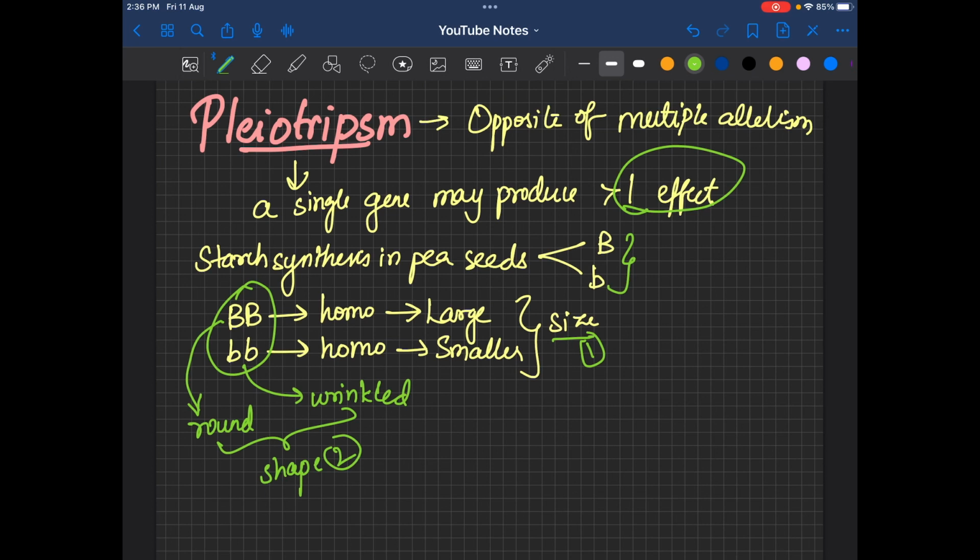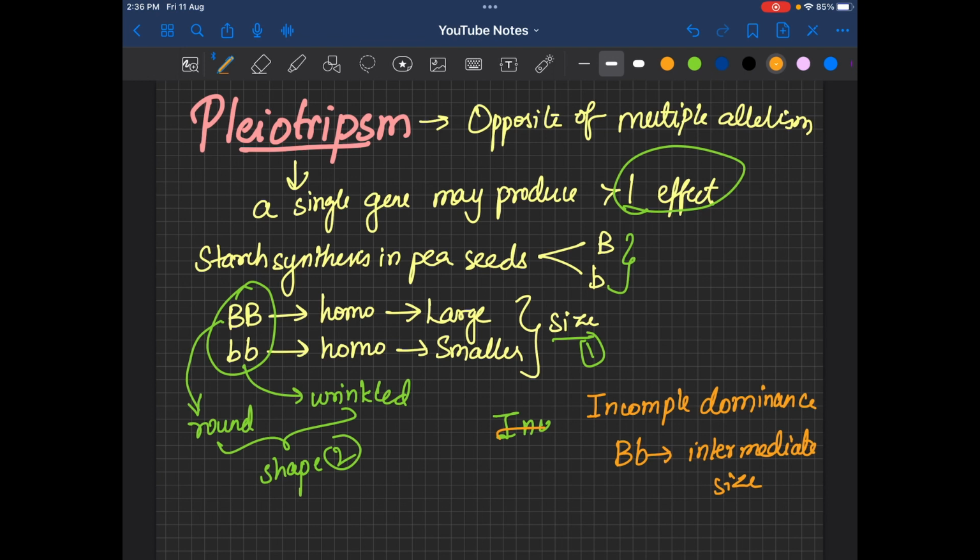Now also one more thing in this example we can see is incomplete dominance, right? What is incomplete dominance? The progenies will be showing the in-between character. So if there is a capital B and small b combination, then the starch produced will be of intermediate size, right? So if starch grain size is considered as a phenotype, then from this angle we can say alleles show incomplete dominance because of capital B and small b.